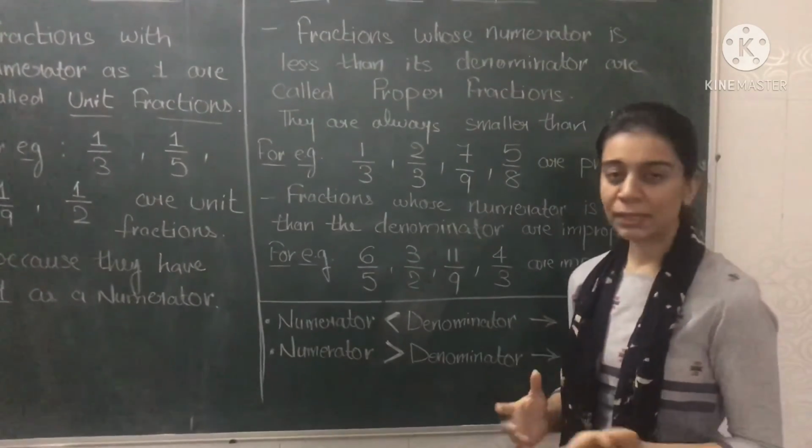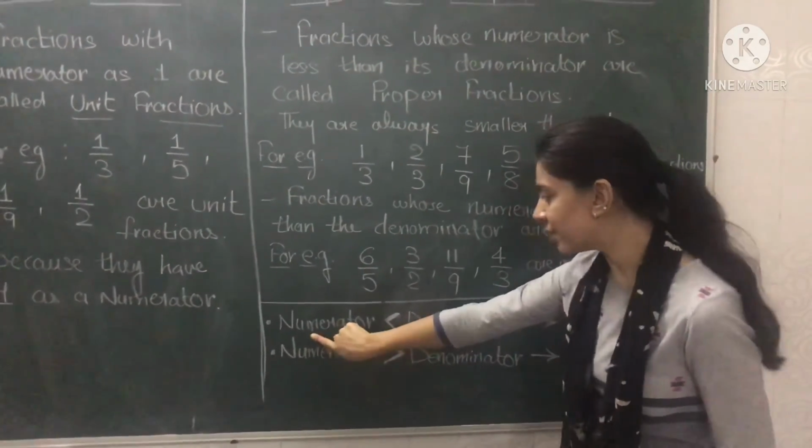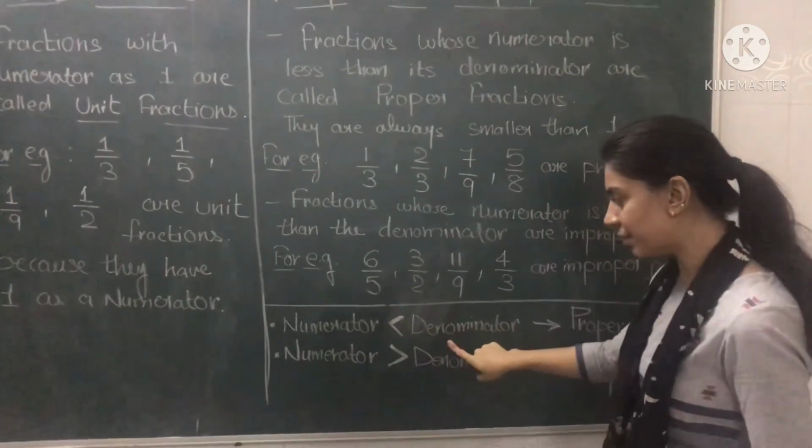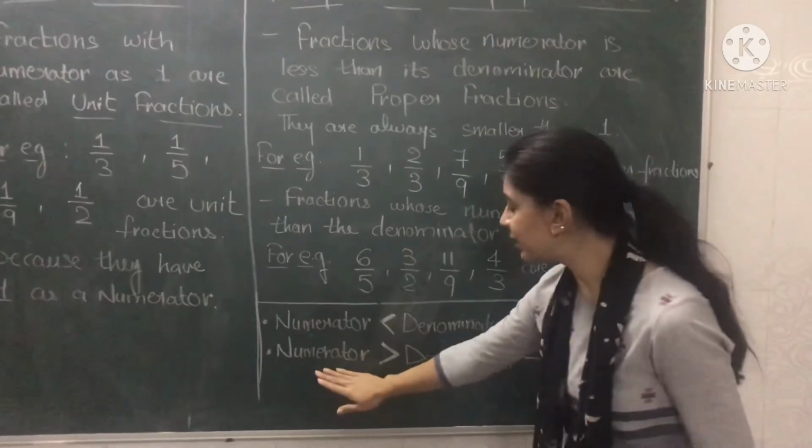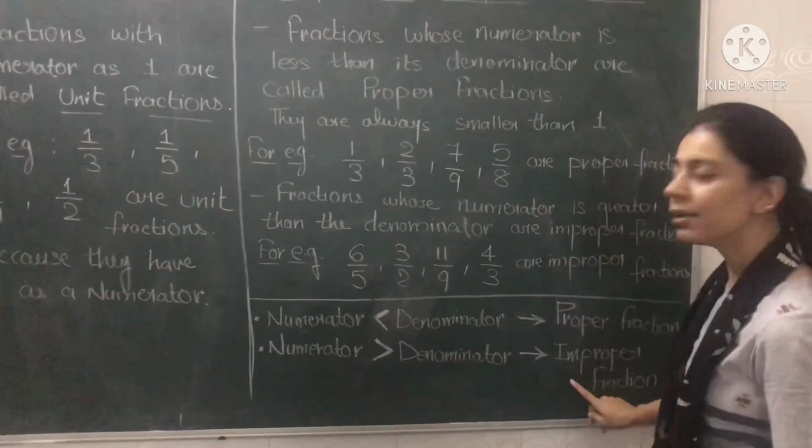So you can simply remember it as: if the numerator is less than its denominator, then they are called proper fractions. If the numerator is greater than its denominator, then they are improper fractions.